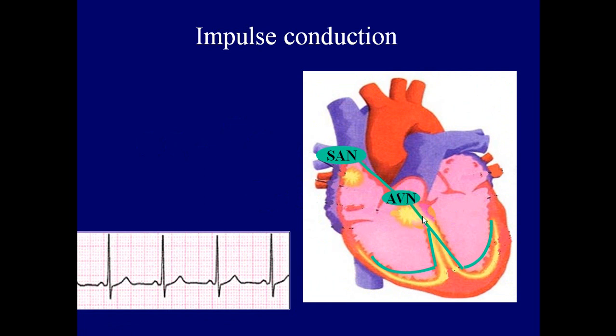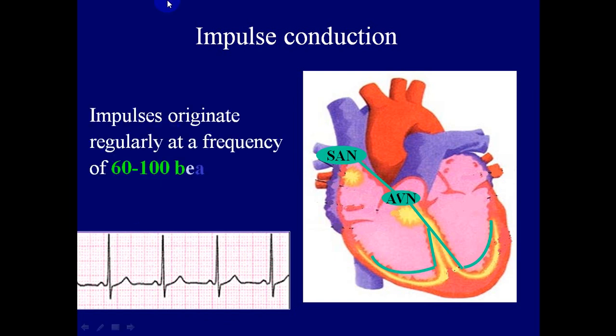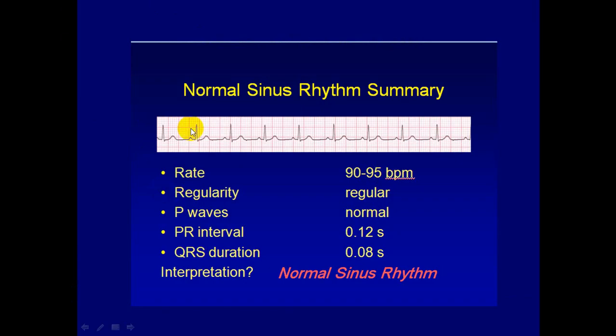Depolarization starts in the septum and the left ventricle and spreads to the right ventricle. So the impulse originates regularly at a frequency of about 60 to less than 100 beats per minute. This is normal. This is what is called normal sinus rhythm: the rhythm starts from the sinus node, down through the normal atria to the AV node, not delayed too much, and to the bundle of His and to both ventricles.